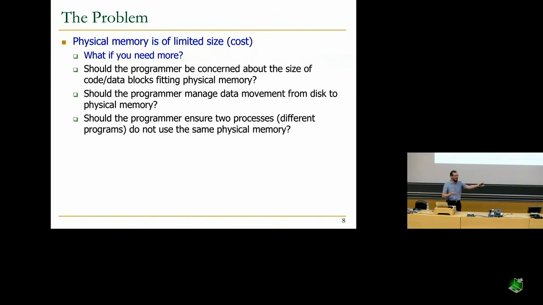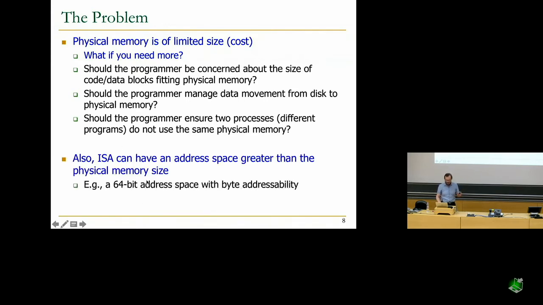Because you may program program A, somebody else may program B. They happen to run in the same machine. And if you assign the same physical addresses, they will clash with each other. That sounds bad. You don't have protection or isolation of the different processes. And punting on the programmer is definitely not a good idea.